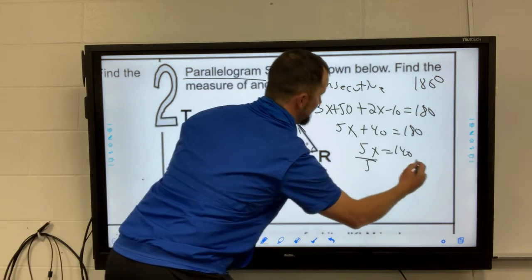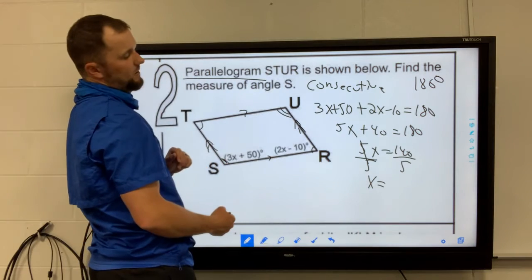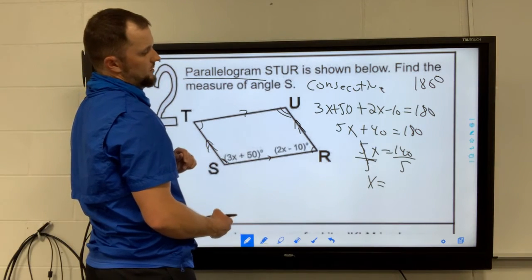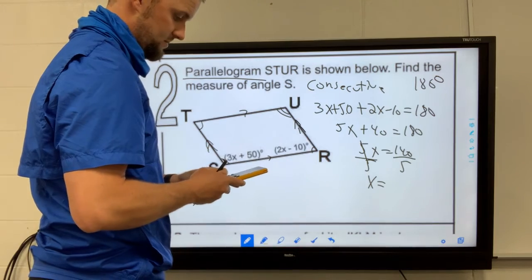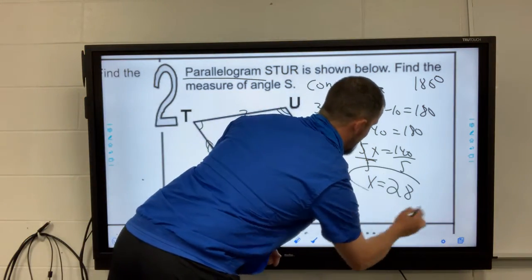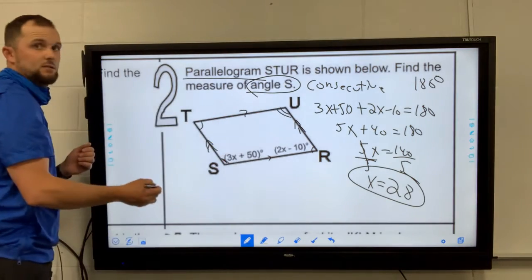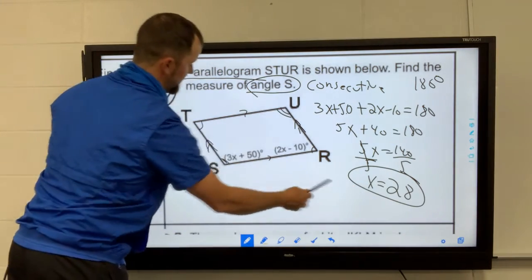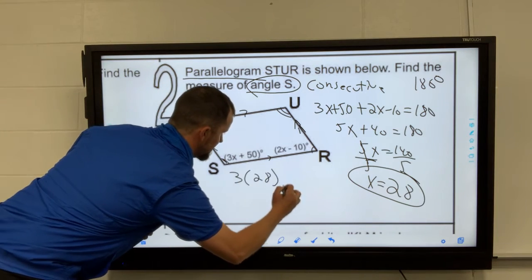And then I'm going to divide by 5 on both sides. 140 divided by 5 is going to give you 28. So ladies and gentlemen, the x value is 28, but what it's asking for is angle S. So I actually have to take x now and plug it in. So 3 times 28 plus 50.